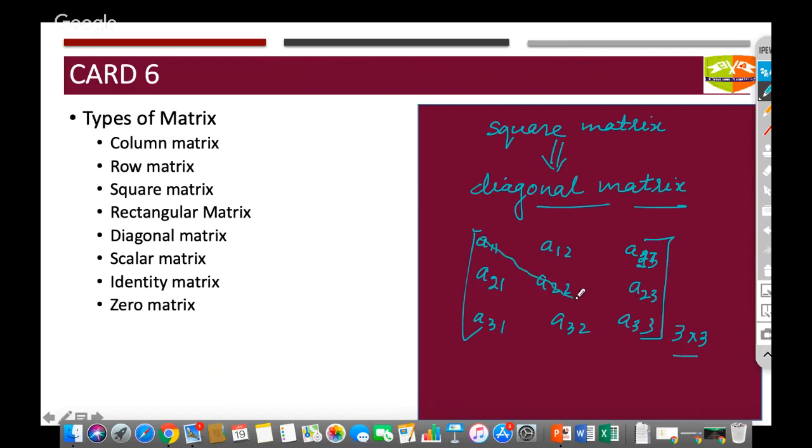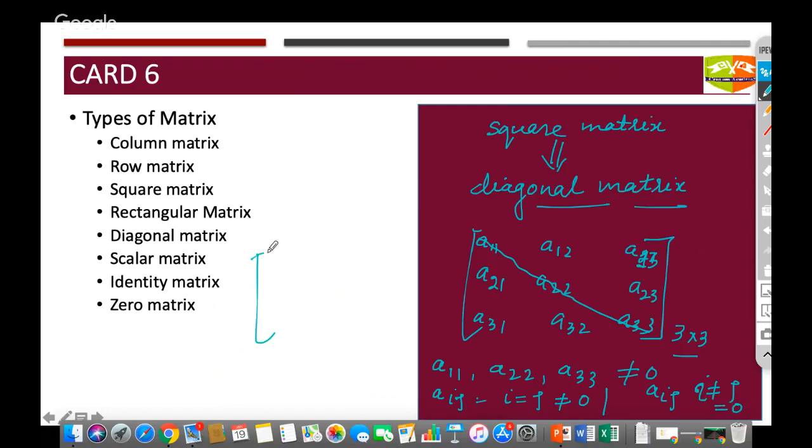So this particular line is known as, not this one, you should not take the opposite one. This particular line is known as the diagonal, and A11, A22, and A33 will not be equal to 0. It means that Aij, where i is equal to j, would not be equal to 0, and Aij, where i is not equal to j, would be equal to 0.